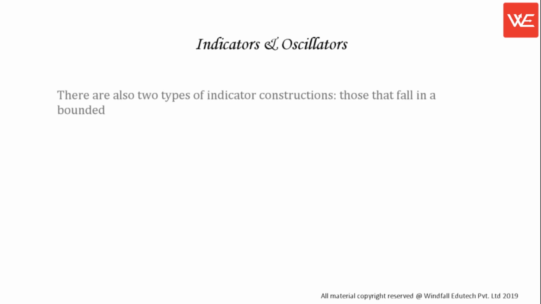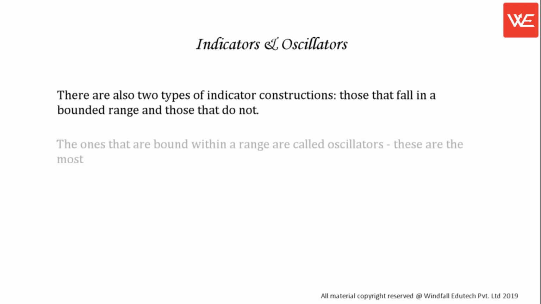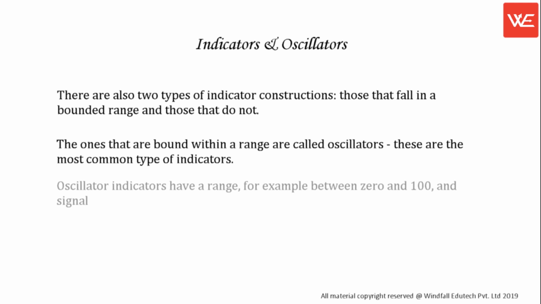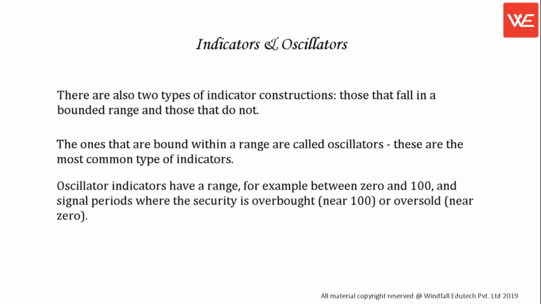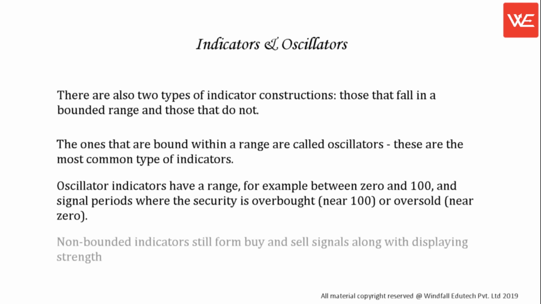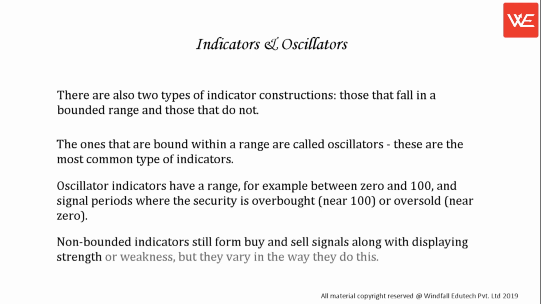There are also two types of indicator constructions, those that fall in a bounded range and those that do not. The ones that are bound within a range are called oscillators. These are the most common type of indicators. Oscillator indicators have a range, for example between 0 and 100, and signal periods where the security is overbought, near 100, or oversold, near 0. Non-bounded indicators still form buy and sell signals along with displaying strength or weakness, but they vary in the way they do this.